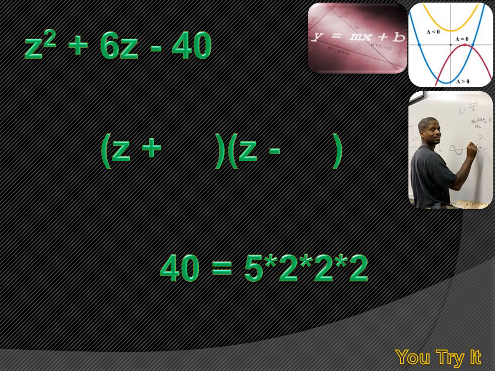But which bracket do I put the 10 in, and which bracket do I put the 4 in? Well, I want positive 6. So I want my 10 to be positive and my 4 to be negative. So I'll put my 10 in the first bracket and my 4 in the second bracket. And I factored the polynomial z squared plus 6z minus 40.